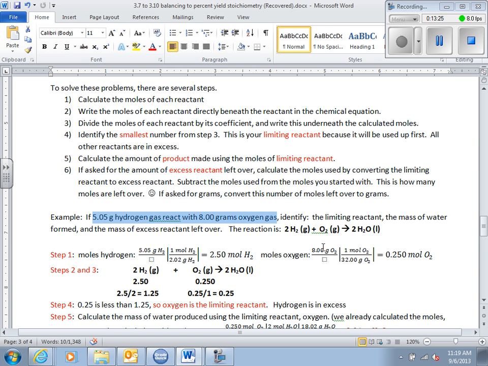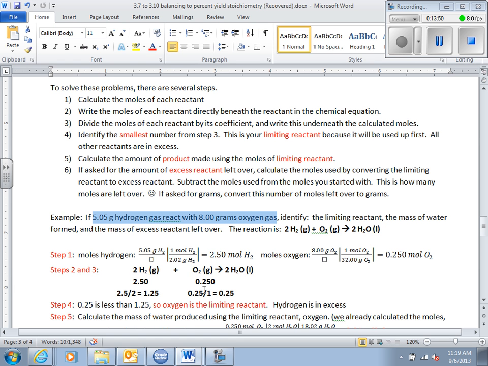This is just showing you your gram to mole calculation. Moles of hydrogen, moles of oxygen. We write the moles of each reactant directly below the reaction. So I had 2.5 moles of hydrogen, 0.25 moles of oxygen. We write that right underneath the reactants. Now, we divide the moles of each reactant by its coefficient. So the 2.5 I divide by 2, the 0.25 I divide by 1.